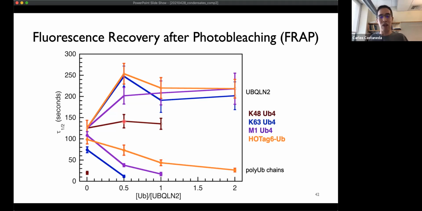So I think K48 really seems to favor the dilute phase, if you will, to use the language of polyphasic linkage. These are early days. I'd really like to hear more on what people think about these results and what that means, because we're head scratching a little bit just thinking about what all these different types of chains are doing inside the droplets.